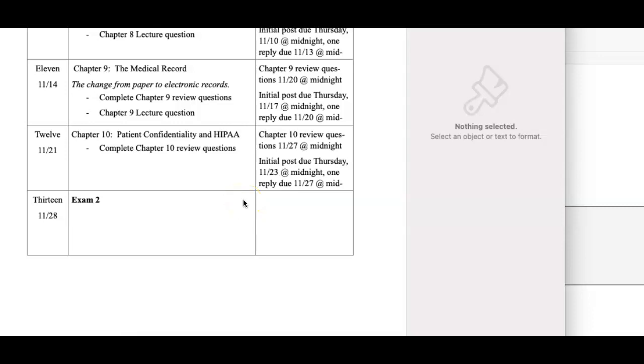So this week we're talking about patient confidentiality and HIPAA. Very, very important things in regards to what we do on a daily basis in the healthcare setting. It ties really nicely into the medical record because patient confidentiality and HIPAA are very, very critical in regards to not sharing medical information that shouldn't be shared with people not involved in medical care.